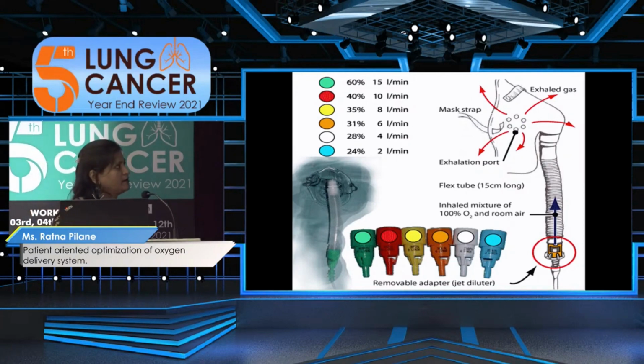This is the exact picture of Venturi mask, which has the exhale gas port. This is a mask strap where you are fixing the mask. This is the exhalation port. Then a flexible tube, which is 15 centimeters long, mixes 100% oxygen with the room air, and it has a removable adapter. When you want to change the adapter, you can change it from here, and according to that you can deliver the oxygen to the patient.